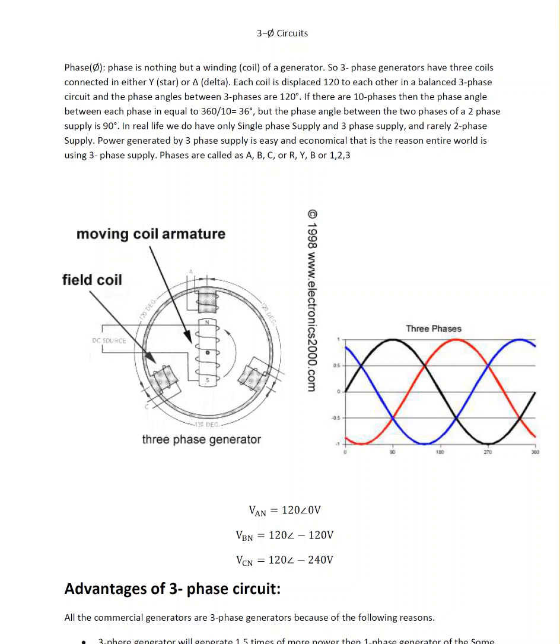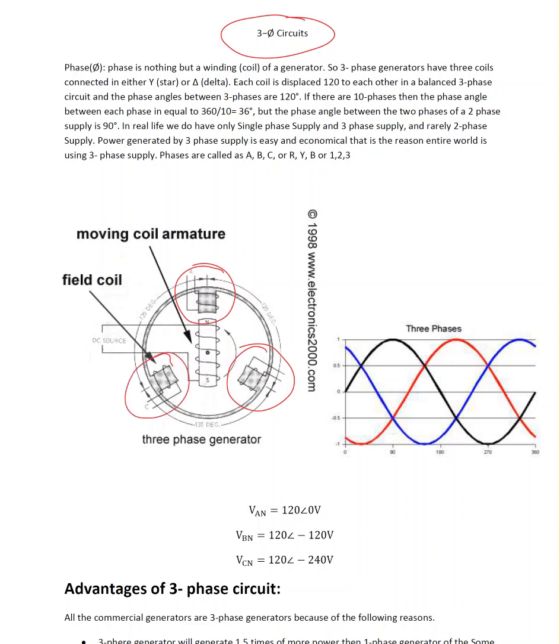In this video, I'm going to talk about a three-phase system or three-phase circuit. So the first question is, what is phase? Phase is nothing but a winding or a coil in a generator. So basically, if you look at a three-phase generator, we'll end up having three coils. So that's phase A, phase B, phase C, three coils.